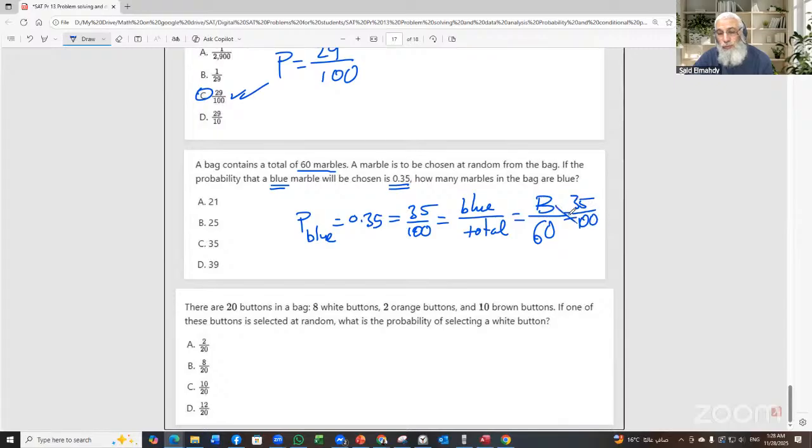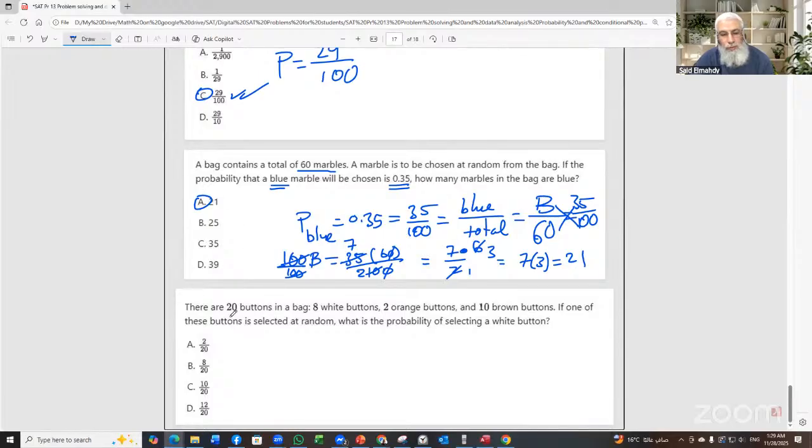We need to solve for blue. Cross multiply: 100 times blue equals 35 times 60. We divide by 100, divided by 100. This cancels, the 10 cancels with the 10. And 35 divided by 10, we can simplify, divide by 5: 2 and 7. So it is 7 divided by 2 multiplied by 6. 6 divided by 2 is 3. So it is 7 multiplied by 3, which is 21. So the answer is 21.